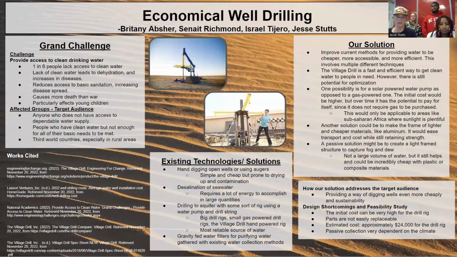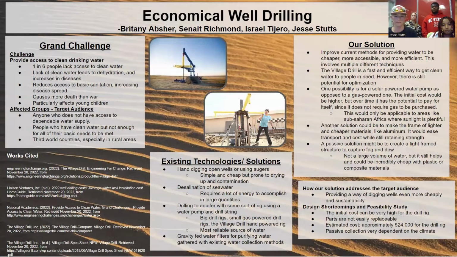involves multiple aspects. Mostly it is the optimization of current methods of acquiring water because there are physically only so many ways that you can get clean drinking water. So one solution, and probably the biggest and most important solution, would be to optimize drill rigs capable of getting to aquifer levels, like the village drill.